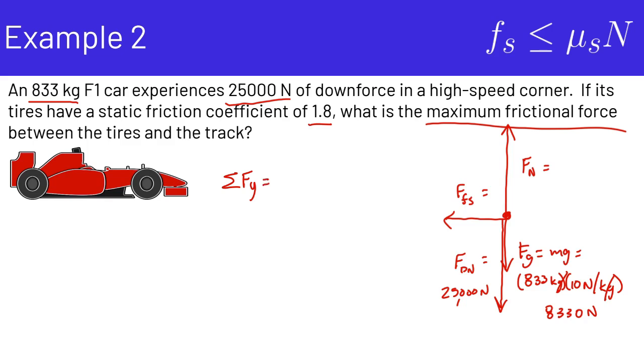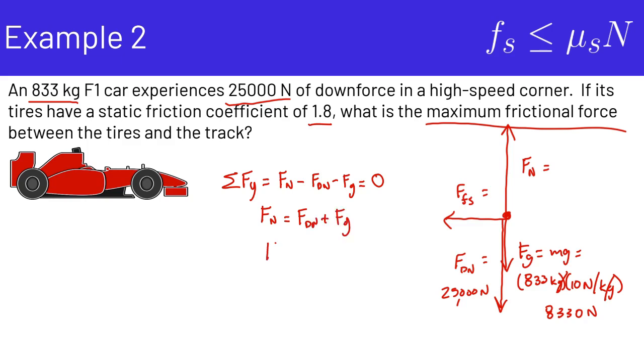So our sum of forces in the y direction, we have normal force minus the down force minus the gravitational force, and all that is equal to 0 because these forces are balanced. So we know what the down force is, we know what the gravitational force is, so I'm going to move those to the right side of the equation so we can solve for the normal force. So Fn is equal to F down plus Fg.